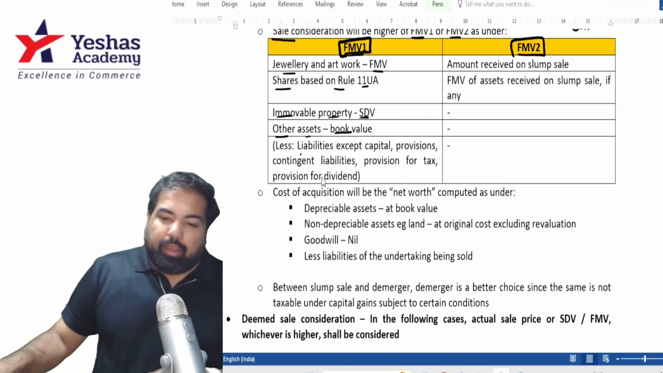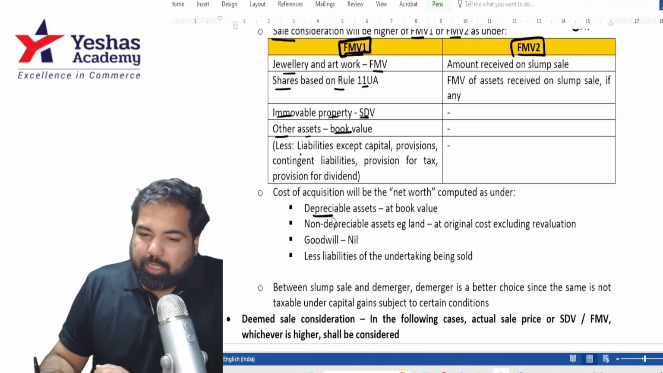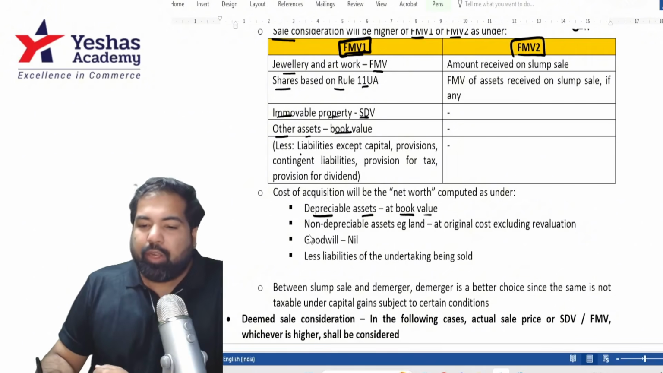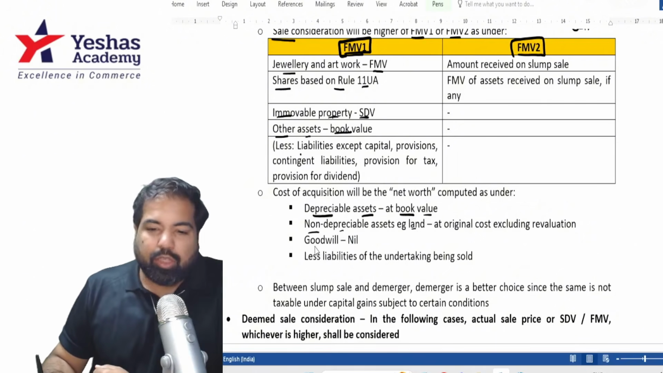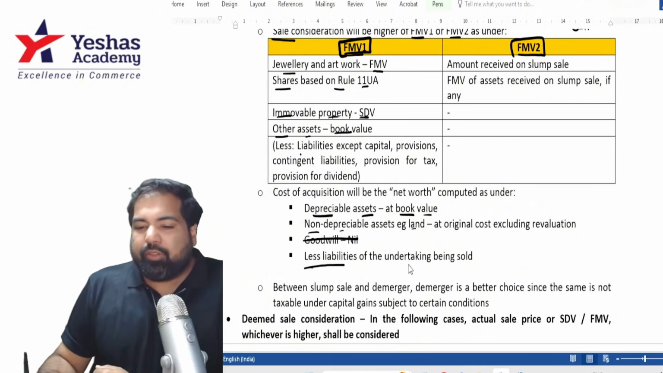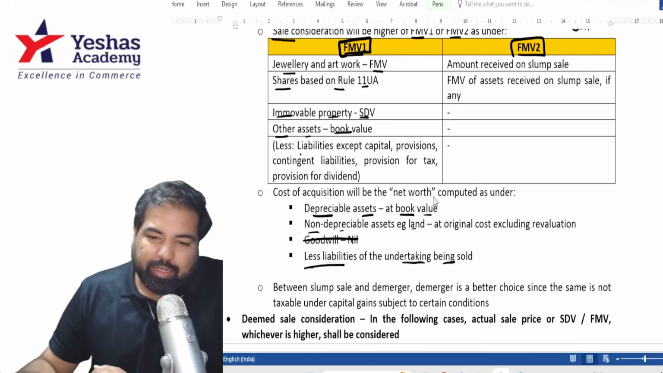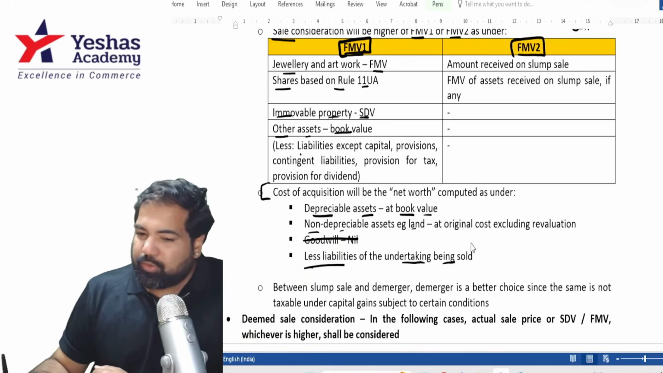All right. And while you're calculating the net worth, depreciable assets have to be taken at book value, non-depreciable assets like land, etc., at original cost, goodwill you don't have to take, and liabilities of the undertaking being sold. This is what you need to calculate. This is how you find out your cost of acquisition.